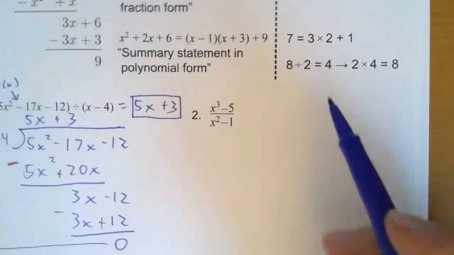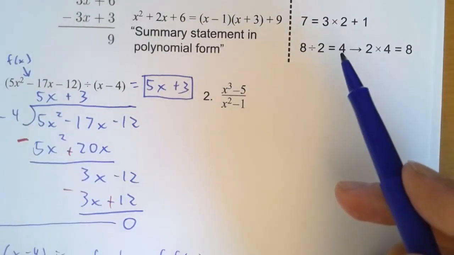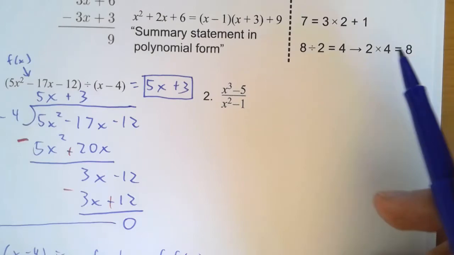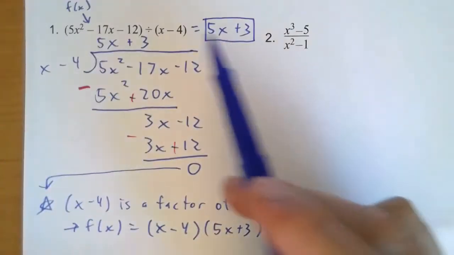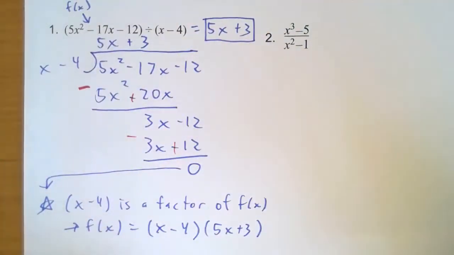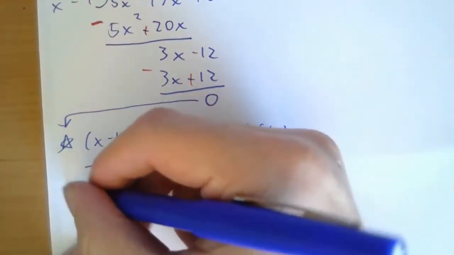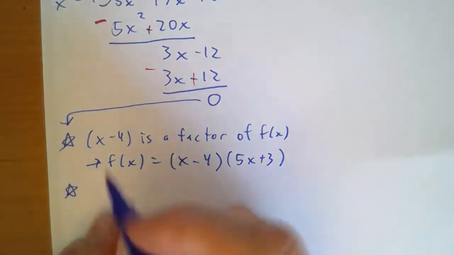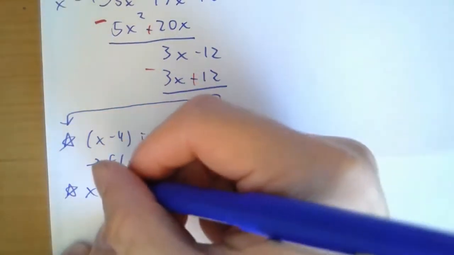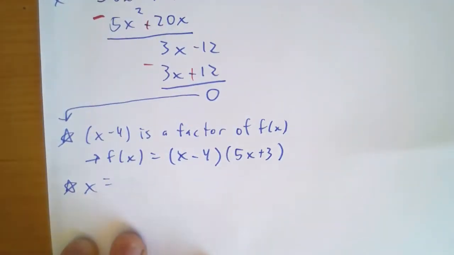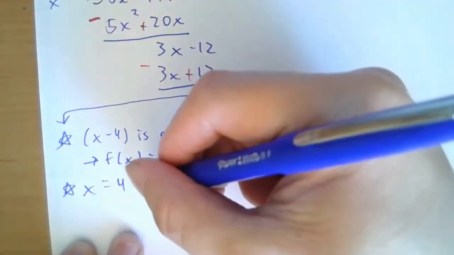Again, it's just like the idea, if 8 divided by 2 is 4, that means 2 times 4 is 8. The division, multiplication go hand in hand. It's the same thing here with polynomials. Okay, well, if we know a factor, then we know a solution. If x minus 4 is a factor, what solution do we know? We know x equals 4.